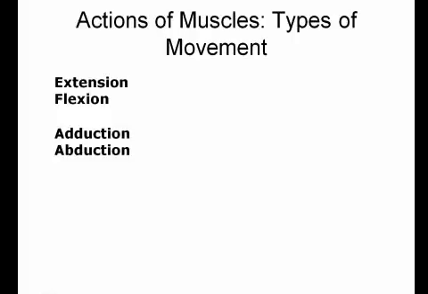Here's another pair. Adduction is moving a limb towards the midline. So if you have your arm raised out to the side and you move it back down towards your body, that would be adduction. Abduction means to move a limb away from the midline. And then rotation is another common movement. Rotation is where a bone pivots on its longitudinal axis.